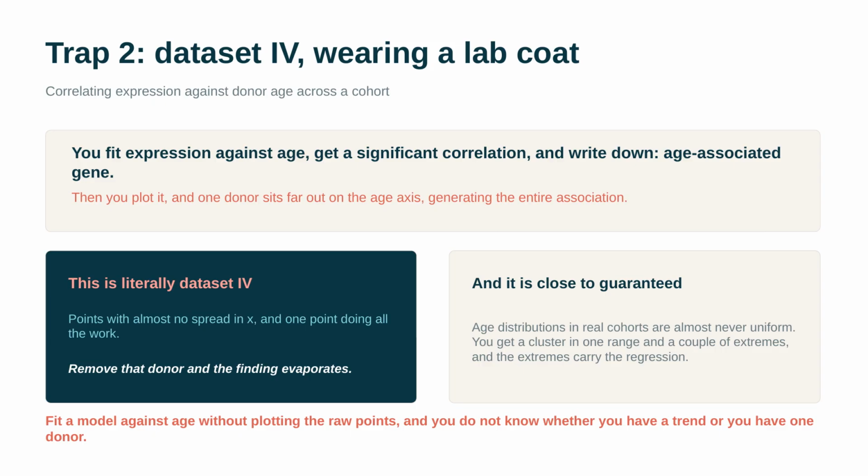And in an aging cohort this is close to guaranteed, because age distributions are almost never uniform. You have a cluster of donors in one range and a couple of extremes, and the extremes carry the regression. If you have never fit a model against age and not plotted the raw points, you do not know whether you have a trend or you have one donor.